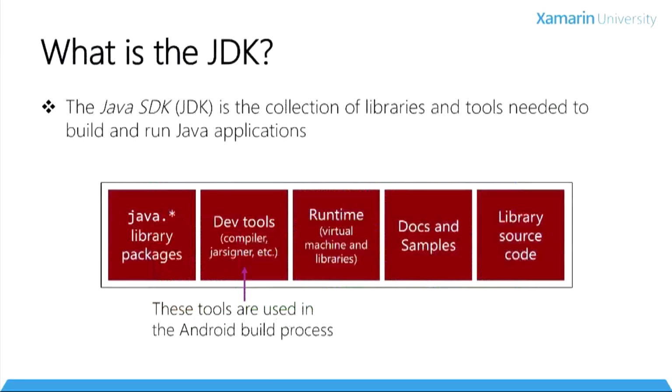Let's start our survey here with the Java tooling. So you need to have the Java SDK installed. The thing that you need from it is the dev tools, especially things like jarsigner. That's used in the Android build process. Most of the other pieces here aren't used by Android. Those java.* libraries are not used. The virtual machine is not used. Android has its own. So it's just the dev tools that you need from the JDK.